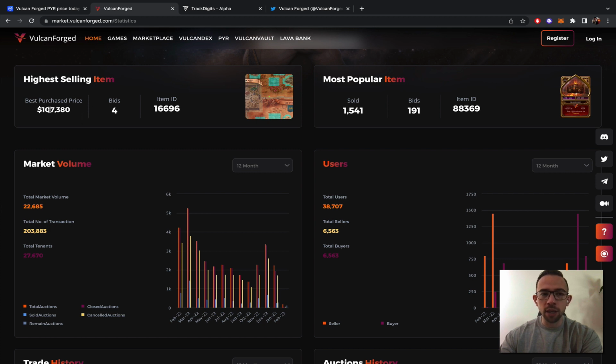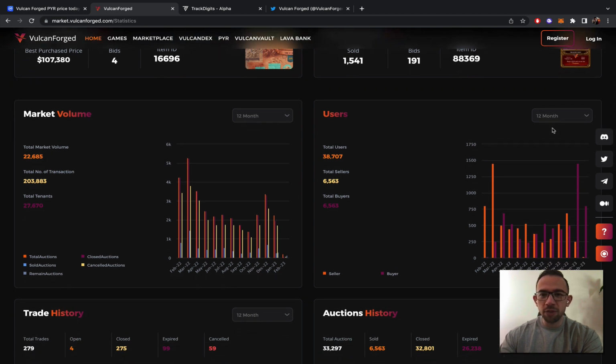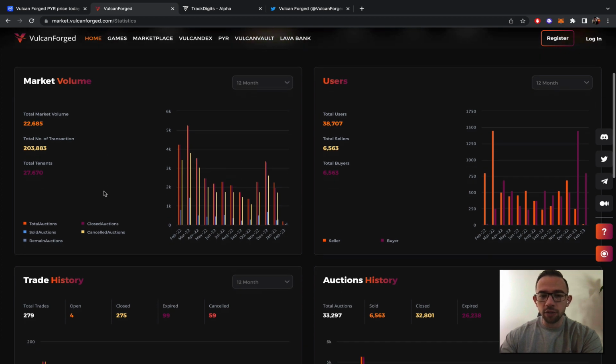Highest ever item selling, 100 grand. Most popular item looks like a tradable card. So the amount of users in the last 20 months is only 38,000, which is extremely underwhelming. Right, 38,000 for a crypto project is not that much. The market volume, we're talking about 22,000 and 200,000 transactions, is not that significant.